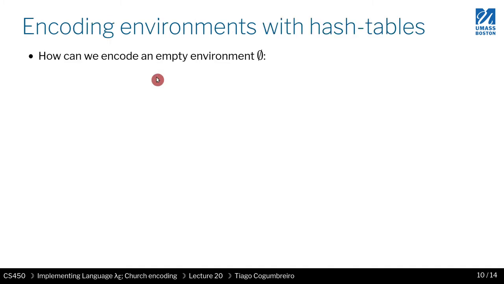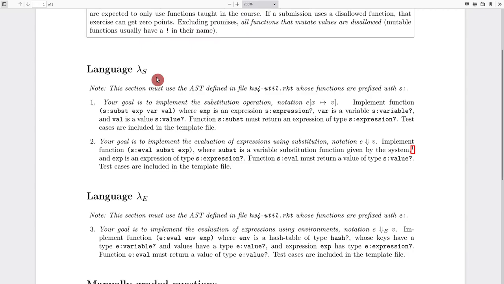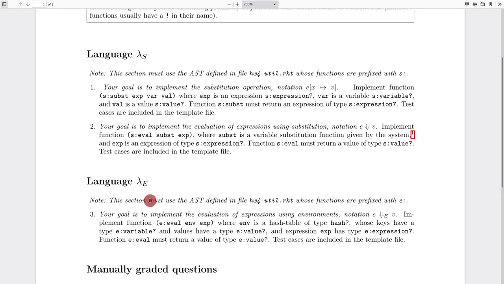Okay, so now, where do we use environments, right? If you're wondering that, you might want to go through a few things. First, there's the homework. Where will you need hash tables? It will be in question three, to implement Lambda E, right?